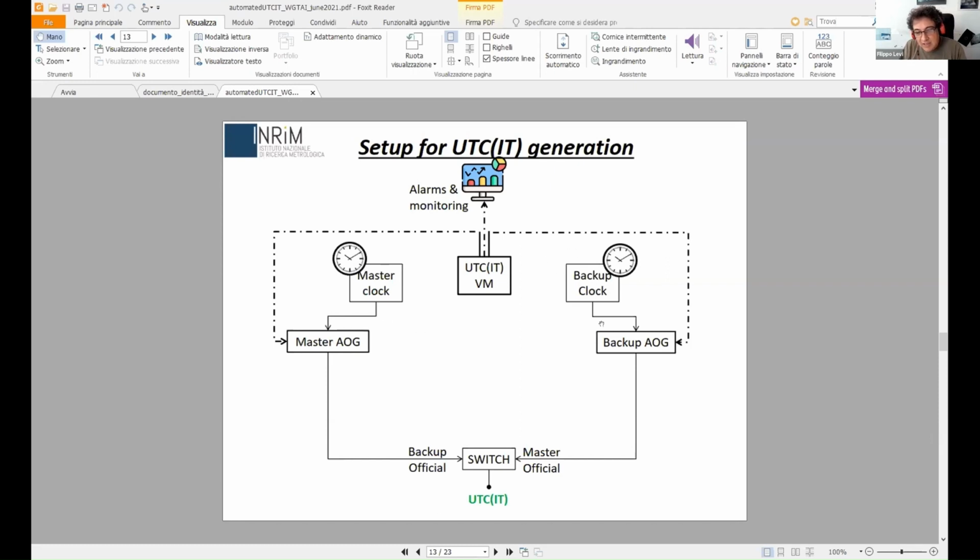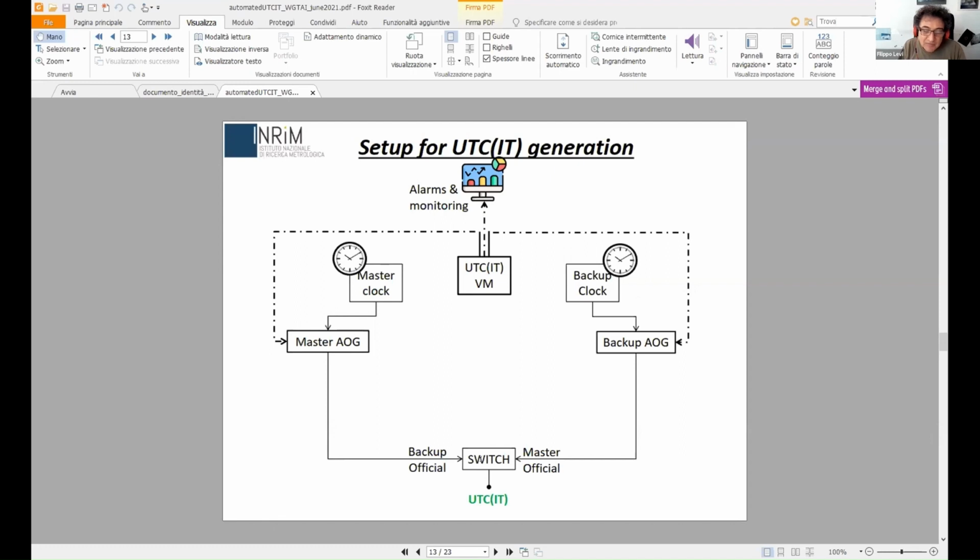And then we have a second system that is the backup time scale. And the two time scales are continuously compared in a unit that we call a switch, that was custom developed by our colleague Marco Siccardi. It's not a colleague, it's our friend Marco Siccardi, who has his own electronic company.